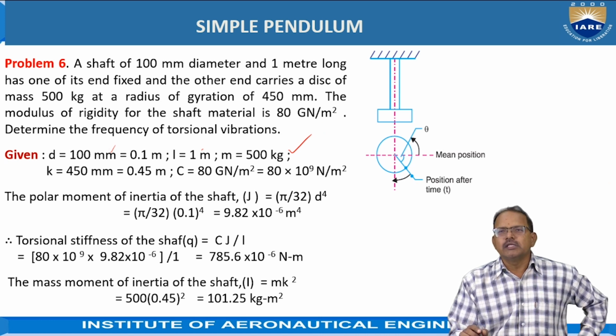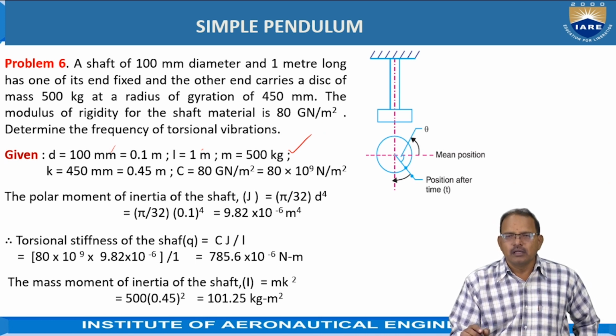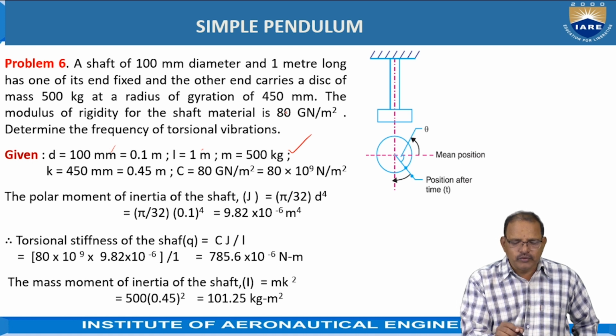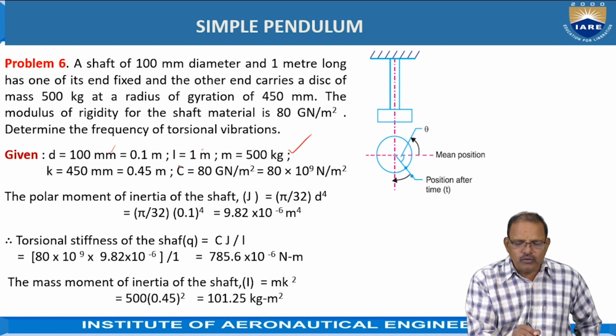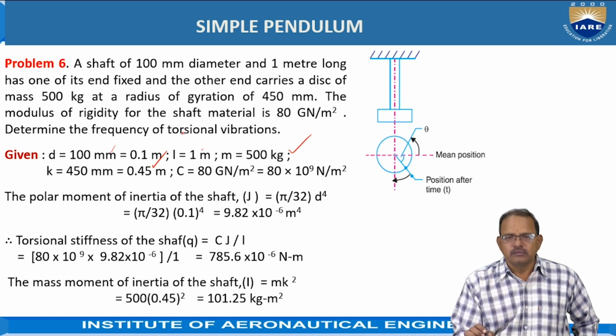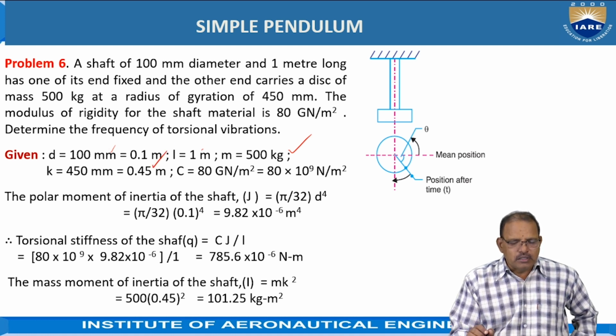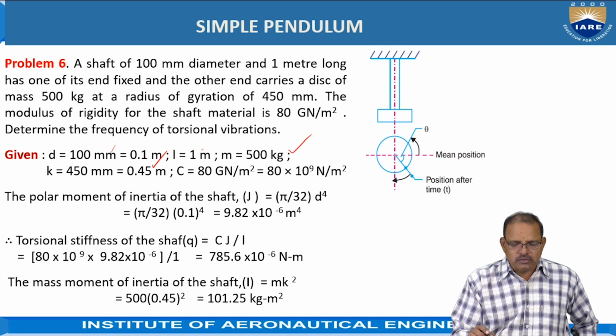The radius of gyration of the pendulum is given as 450 mm, which is equal to 0.45 meters. The modulus of rigidity for the material is equal to 80 GN per meter square, which is equal to 80 into 10 to the power of 9 Newton per meter square.